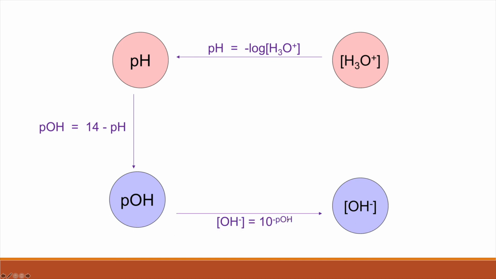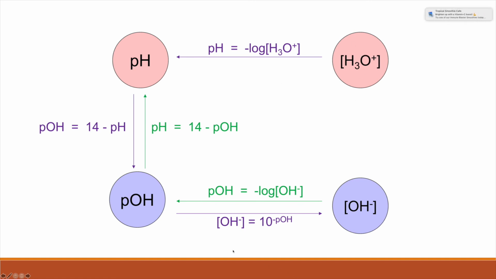Now that's one direction here. We can go in the reverse direction as well. So calculating pOH from the concentration of OH- is negative log. Calculating pH from pOH is 14 minus the pOH, and then to calculate the H+ concentration from the pH is 10 to the negative exponent. So now from anywhere here, I can calculate all three of the values.